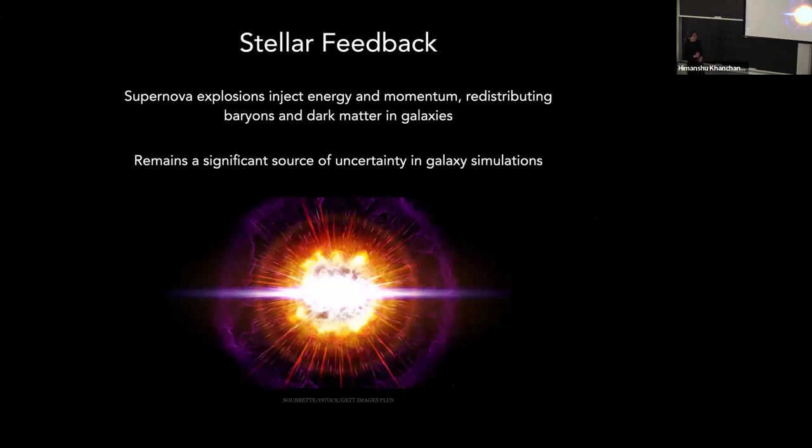And the reason is that when you have baryons, you form stars. Stars live their life cycle. At the end, they're going to explode. So you have supernova explosions that are going to inject energy in the system. And when you inject energy via the supernova, you end up redistributing the matter that's there. And so this modeling of stellar feedback remains a really significant source of uncertainty in simulations.